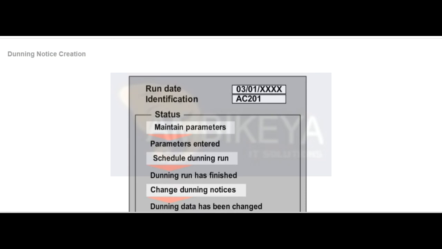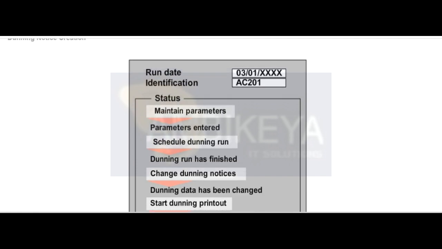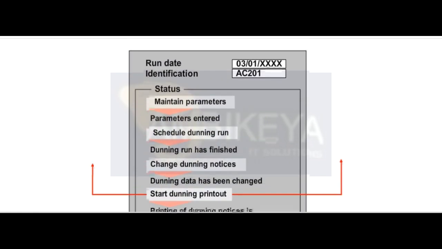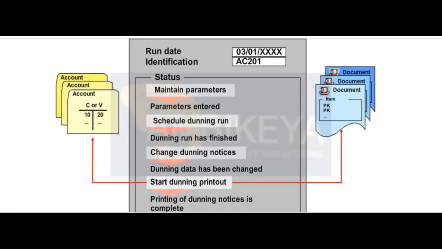The last step in the dunning process involves printing the dunning notices. The print program for the dunning procedure performs the following. The printing program groups items to be done with the dunning notice according to various rules. The program generates a dunning notice for each group. The program enters the dunning date and dunning level in the list of done items and accounts.